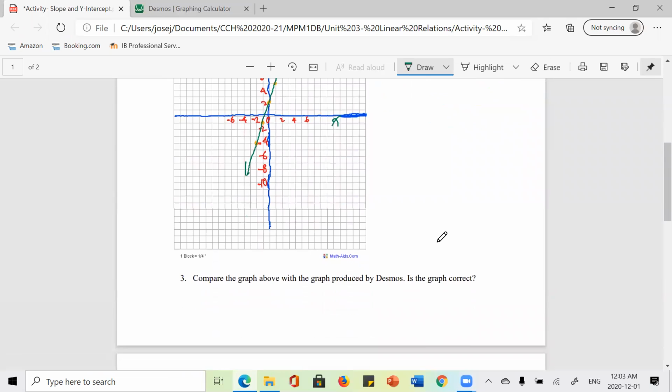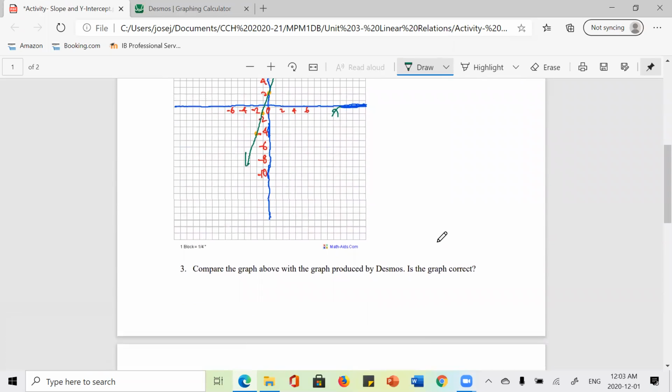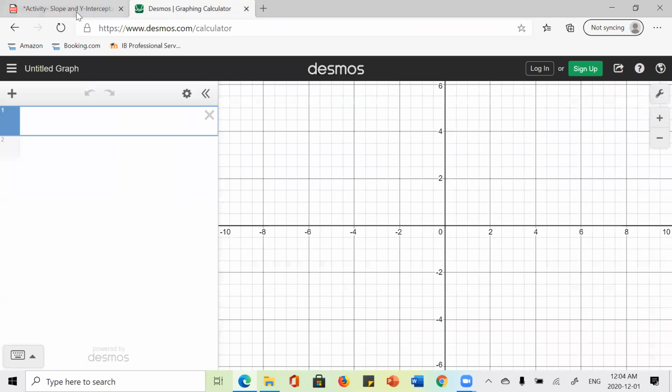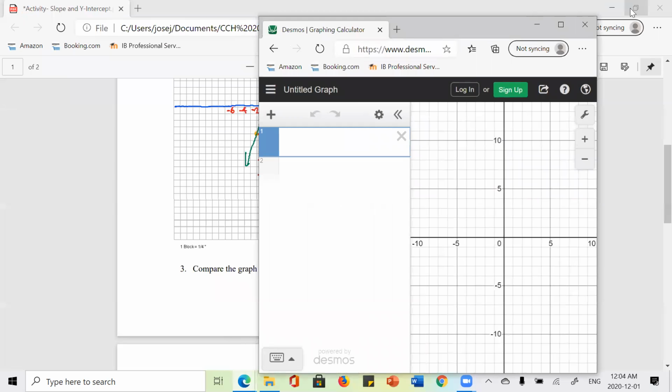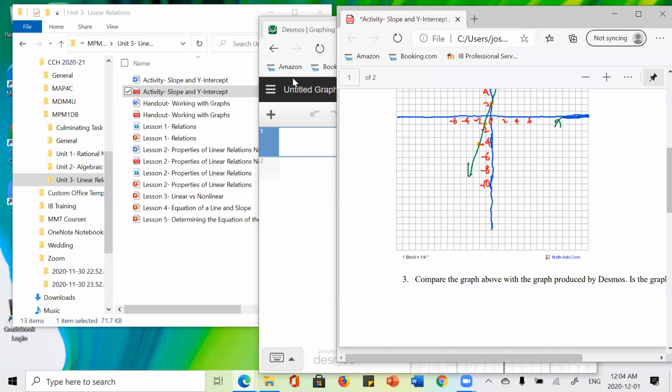So in part 3, I want you to compare your graph directly with Desmos. We're going to draw out this graph exactly on Desmos, so we go to Desmos here, and we're just going to compare it step by step. I can put this on a different window so we can compare them directly. Let me just minimize this, and I'll minimize this one here, just so I can compare them directly.